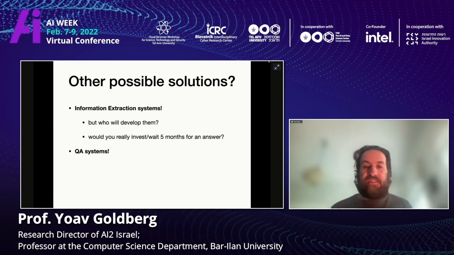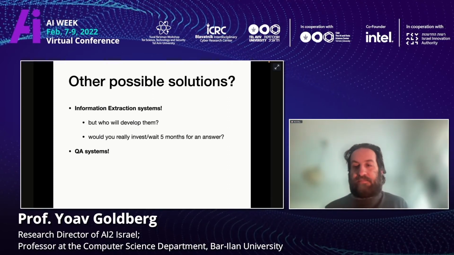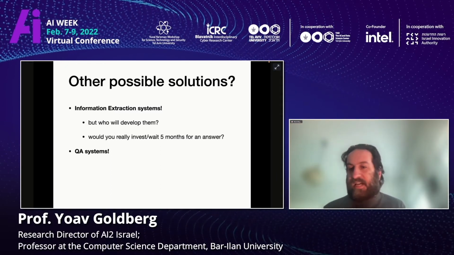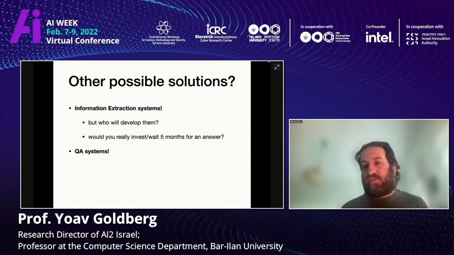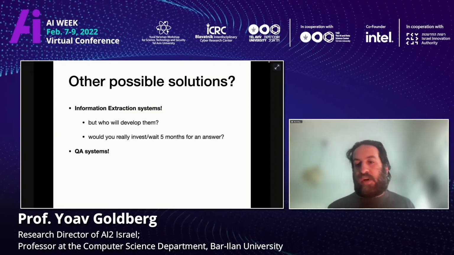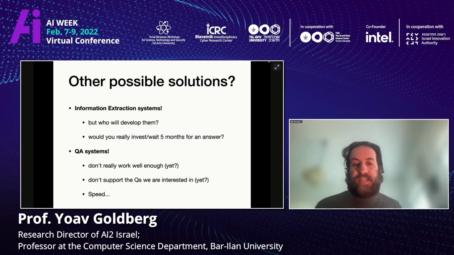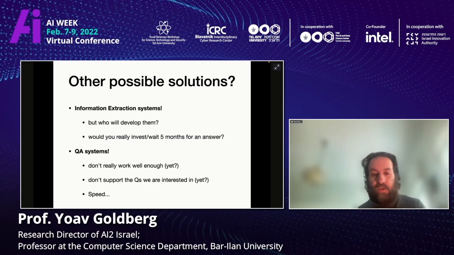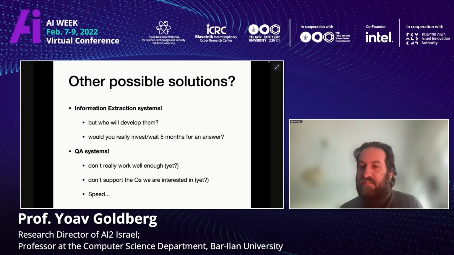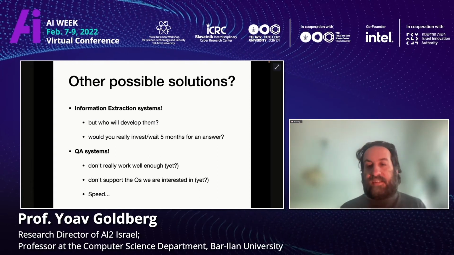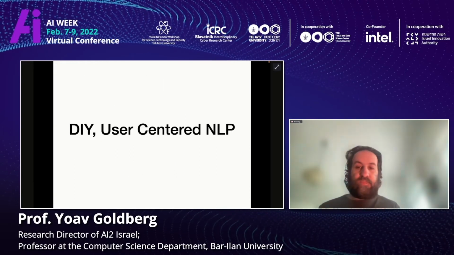And would you really invest as a researcher 5 months at the minimum to get an answer, right? You need to label data, you need to pass it to the ML experts, you have to do a few rounds. This is really high effort for an answer. And then there are QA systems, but they don't really work well enough yet, even though they're quite amazing, and they are not supporting this type of question well yet. And speed is also an issue.